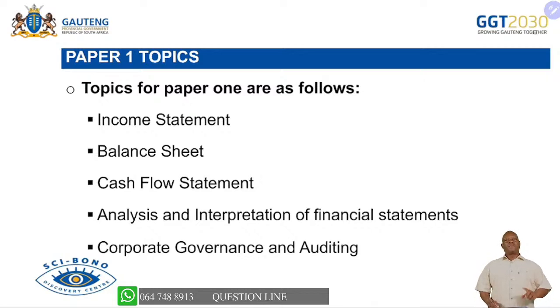Please take note. The first 2, the income statement and the balance sheet, they usually comprise the first question. And then we go to cash flow statement as our number 2 question, and then analysis and interpretation of financial statements, number 3 question, and then the last question, which is going to be on corporate governance and auditing.